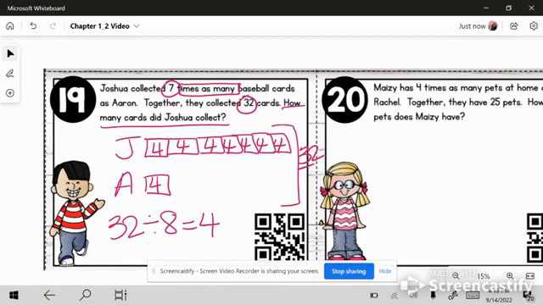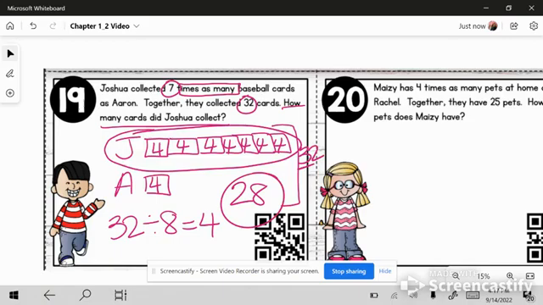So our question was not how many did Aaron collect, it was how many Joshua collected. So we're going to go back and circle all of those boxes for Joshua, and then we're going to add up or multiply each of the 4s. 4, 8, 12, 16, 20, 24, and 28. So the answer to this one will be 28 baseball cards.